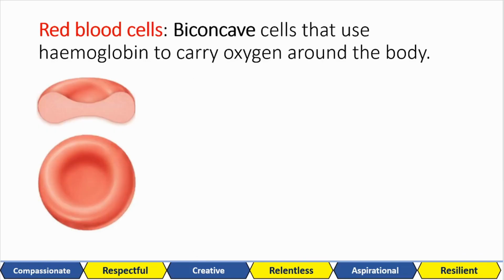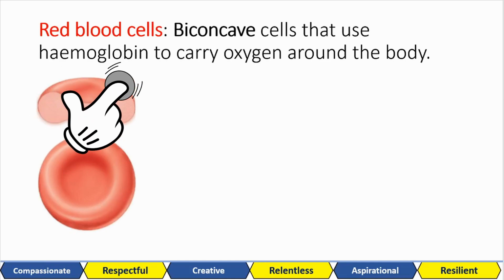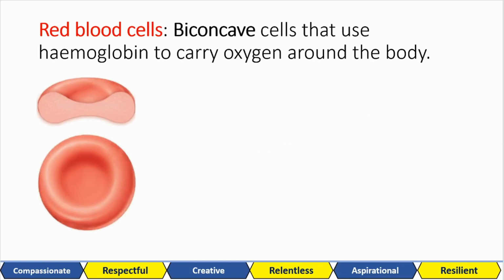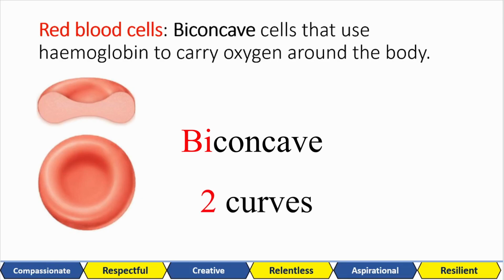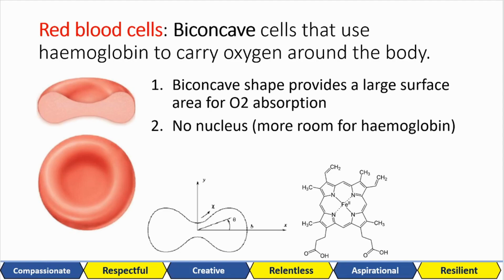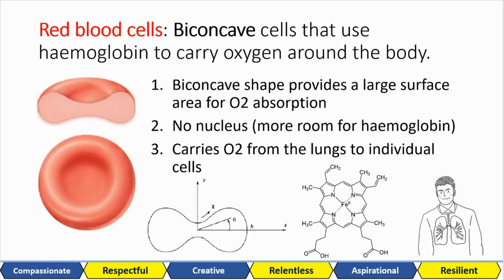Next, we have red blood cells. You can abbreviate these to RBC. These are biconcave cells that use hemoglobin to carry oxygen around the body. Biconcave just means two curves, which is obvious from its structure. The biconcave shape provides a large surface area to absorb oxygen. They are unusual in the sense that they do not have a nucleus, and this is so that they have more room for hemoglobin. They also carry oxygen from the lungs to respiring cells all around your body.